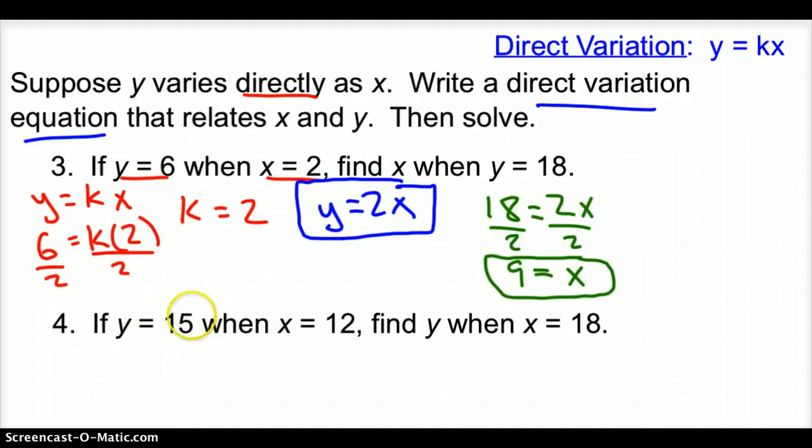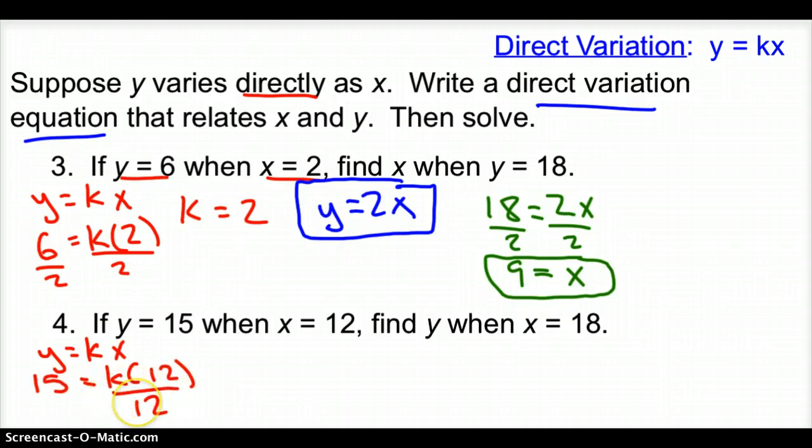Again, number 4, we have to do the same thing. Know what your direct variation equation is, y equals kx. They tell you what to plug in at the start, so y is 15. That equals k times 12. Now we have to divide by whatever is attached to k. So now k, when simplified, equals 5/4.